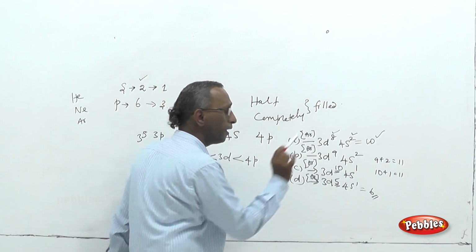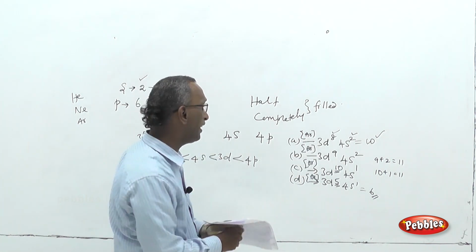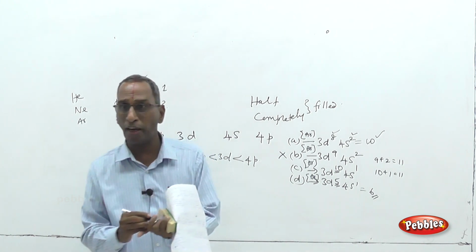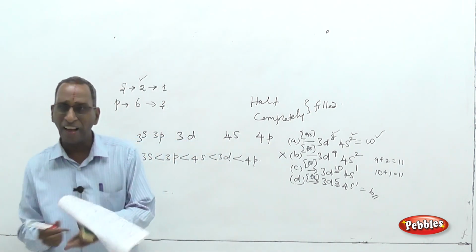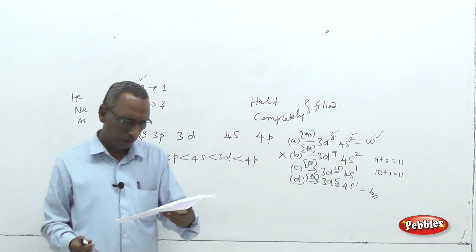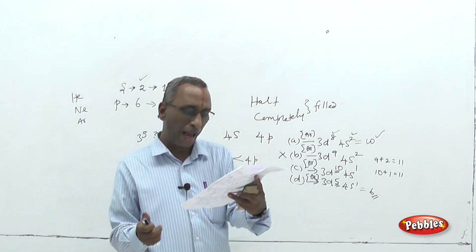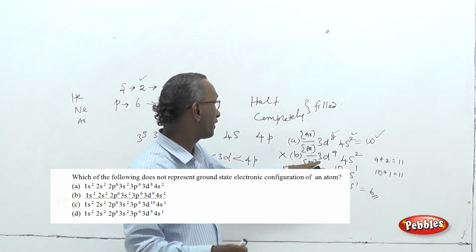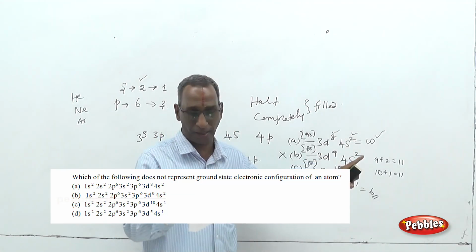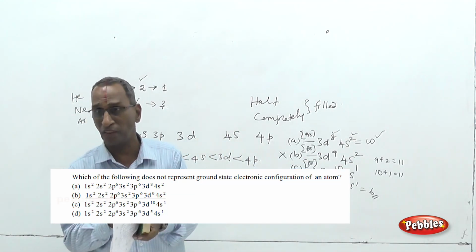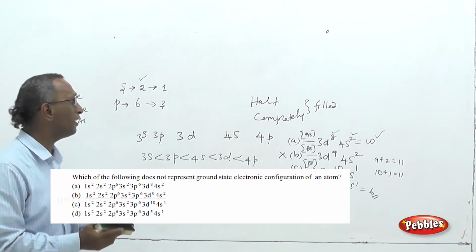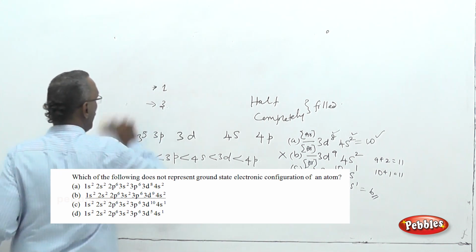It will not stay as 3d9, so that is not the correct configuration. So choice B is not the correct configuration, and choice B is the answer. The question reads: which of the following does not represent the ground state? The second choice does not represent it because of stability reasons, which is to be noted. So this finishes the tackling of this question.